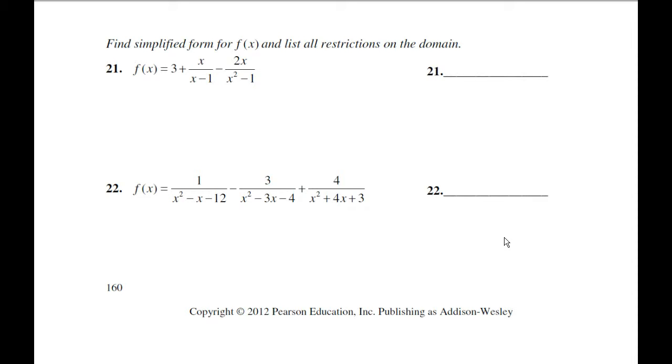Let's take a look at number 21. This will be our last example. Now we have to also list restrictions here as well. So restrictions here, x cannot be 1. Here x cannot be 1 or negative 1. Just the conjugates. So let's work on this. What's my common denominator? Well, actually it'll be this one. Nope, didn't come out. This one right here. So let's work it.